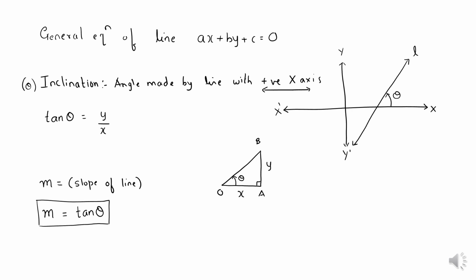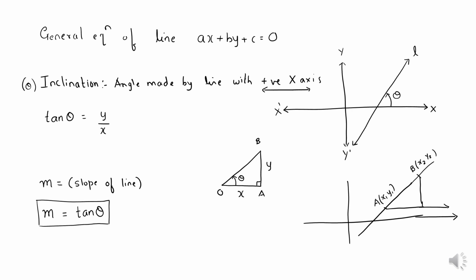Now instead of the angle, if I know two points, suppose I have drawn a line, and I know point A on that line is (x1, y1) and point B on that line is (x2, y2). Again, if I drop a perpendicular, since this line is parallel to x-axis, this also has to be inclination theta. So tan theta will be nothing but m, and that m is the difference in y coordinates upon the difference in x coordinates.